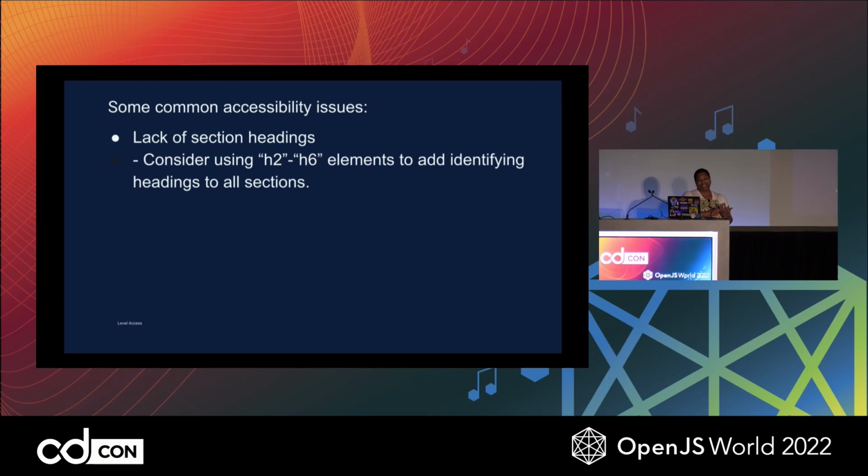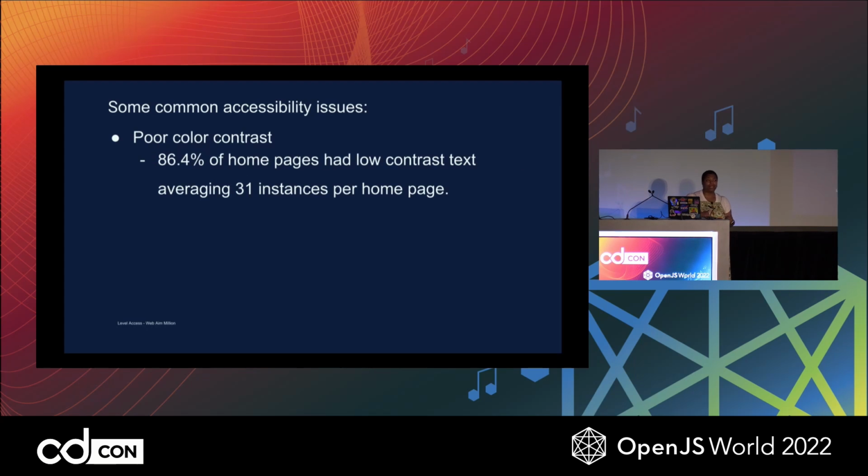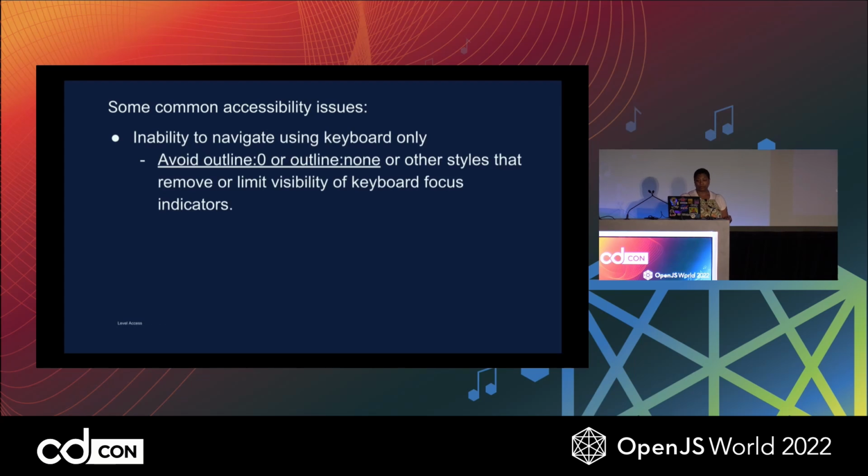Lack of section headings, so consider using H2 through H6 elements to add identifying headings to all sections. Poor color contrast, this is like the #1 issue on the web still. 86.4% of home pages had low contrast text, which means that that's very difficult for folks with low vision to see, and oftentimes other folks. So this was averaging 31 instances per homepage.